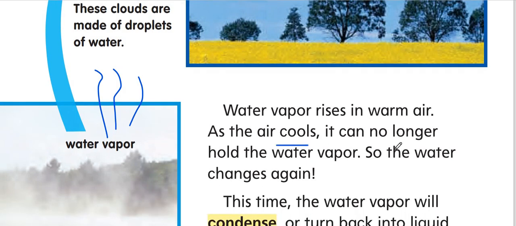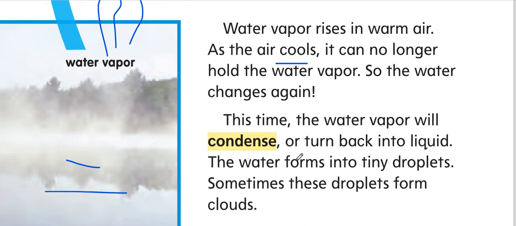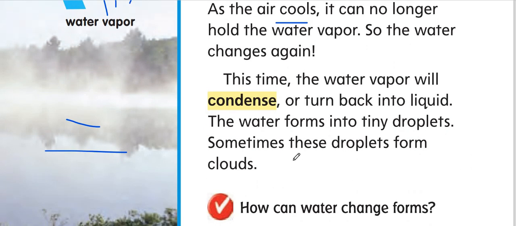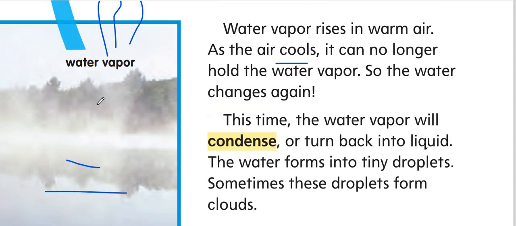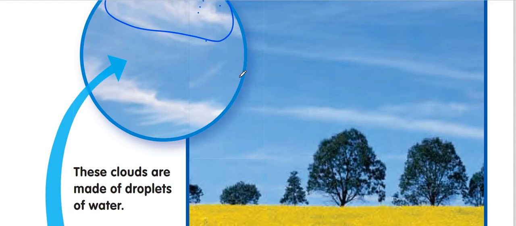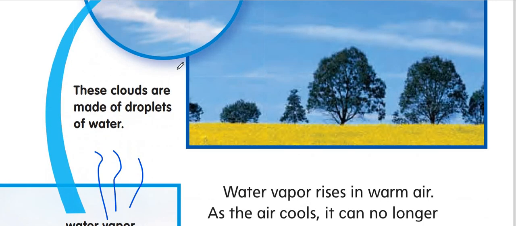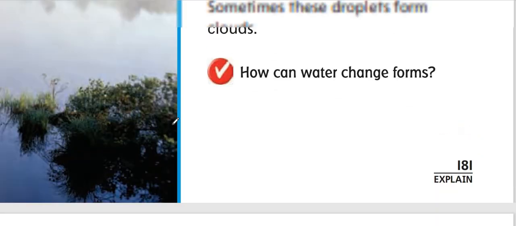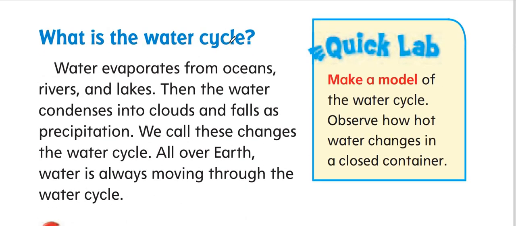As the air cools, it can no longer hold the water vapor, so the water changes again. This time the water vapor will condense and return back into liquid, and the water forms water droplets. Sometimes these droplets form a cloud. So again, water is going to evaporate into water vapor, and when it moves up, the air is going to cool down and it changes from the gas form into liquid form, which is the water droplets that form the cloud.